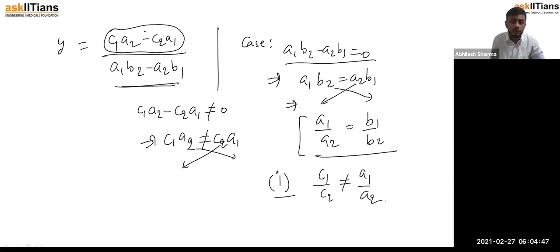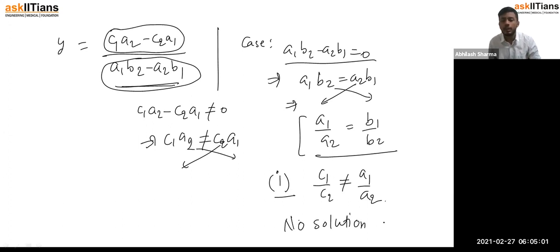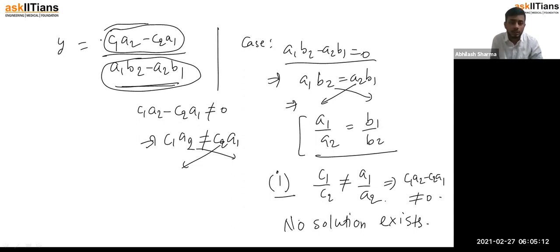So in that case, the numerator will be non-zero, but the denominator is 0. A non-zero number divided by 0 is not defined. So in that case, no solution exists. Okay, this is such an important thing to understand. No solution exists because this would imply that C1A2 minus C2A1 is non-zero. This means that the numerator is a non-zero number, like let us say 3, divided by 0. So why is this not infinite minus infinite? Because on division by 0, we don't get a finite real number. So there is no such y possible.